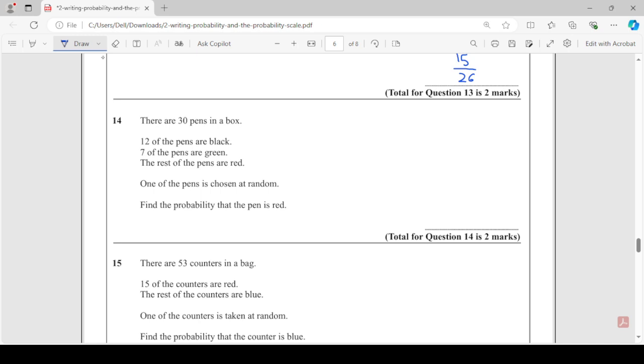We first work out the number of red pens. So 12 plus 7 will give me 19. 30 take away 19, because the total number of pens is 30, is 11. So the probability of getting a red pen is 11 over 30.